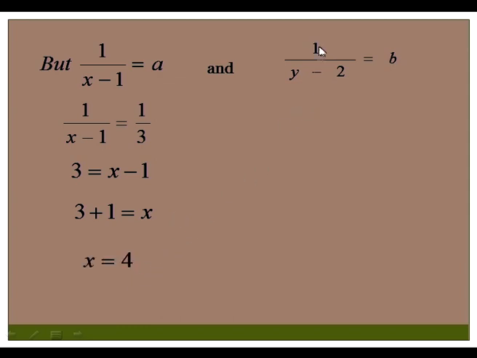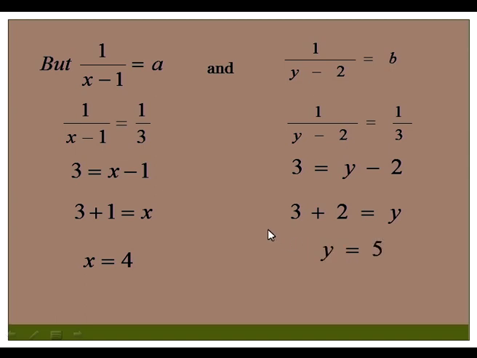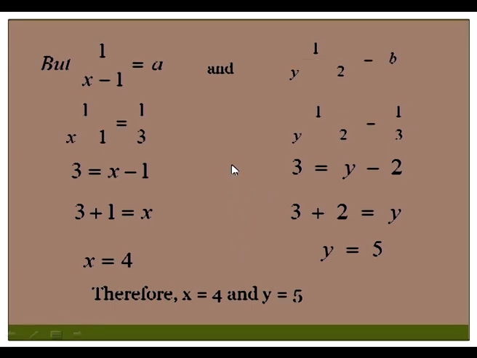Similarly, we have taken 1/(y-2) = b. So instead of b, we are substituting 1/3. Again, we use cross multiplication. So we get 3 = y - 2. Then after transposing minus 2 to the other side, we get 3 + 2 = y. So we get y as 5. Therefore, our x value is 4 and y value is 5.